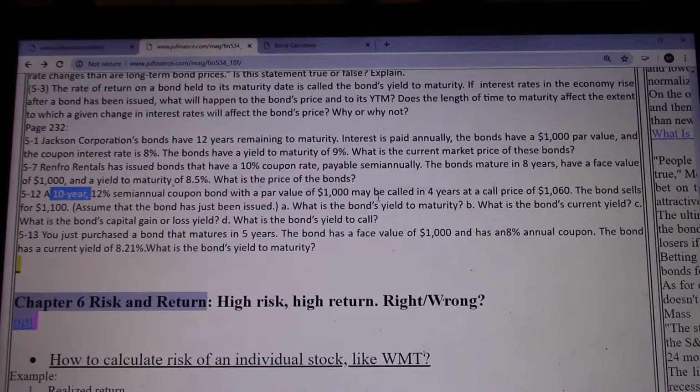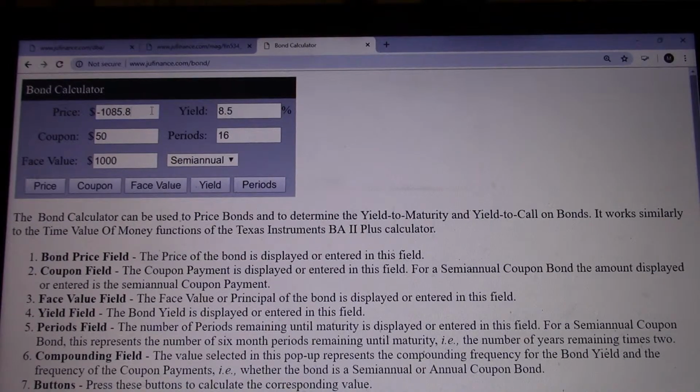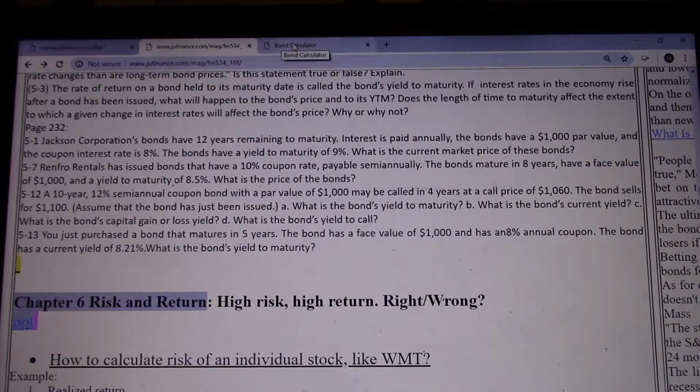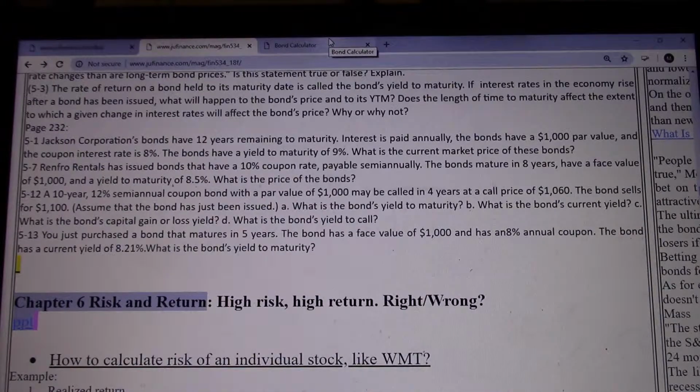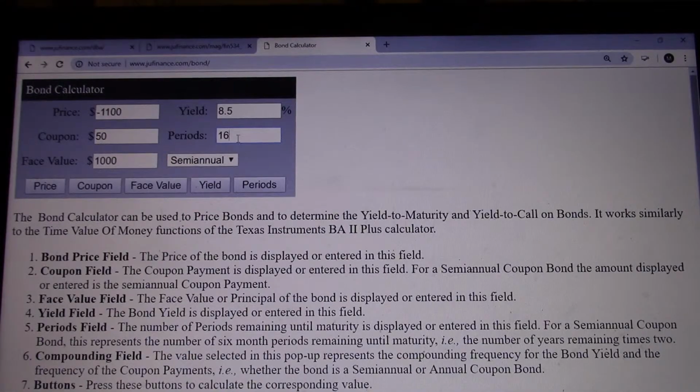So it's asking for yield to maturity. To get the yield to maturity, if we use this calculator, you should put negative 1,000 and semi-annual, so it should be 10 years, 12%. 10 years, so we should put 12%. So we should put 60 here. And yield to maturity is the question mark.